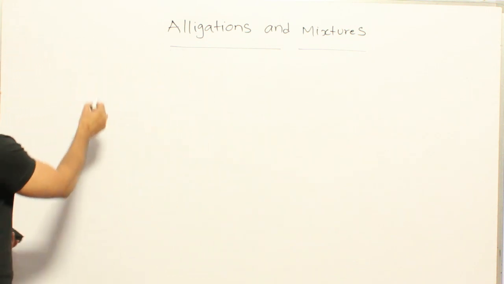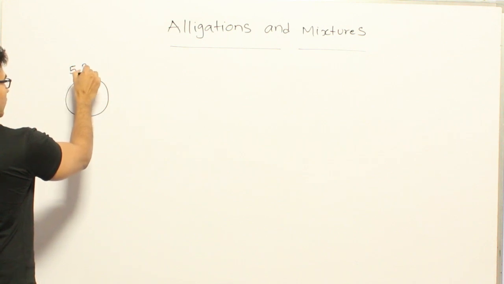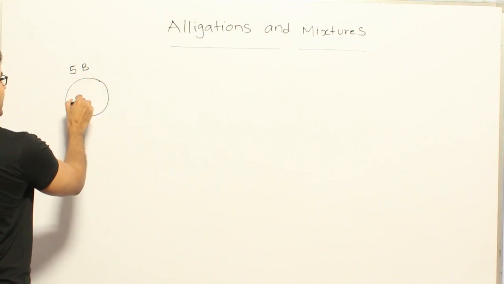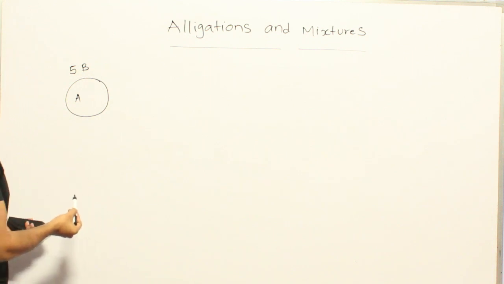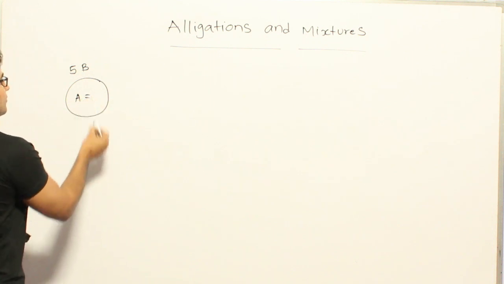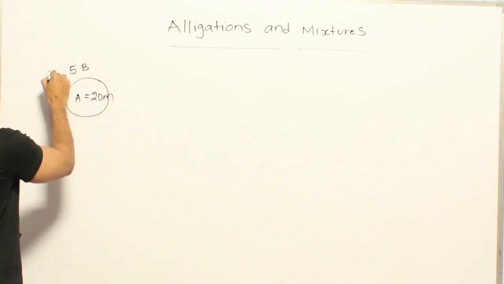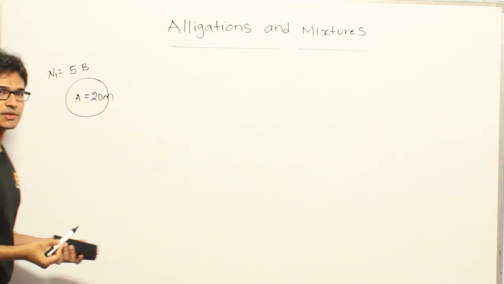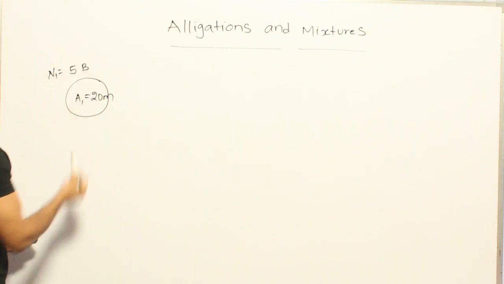Let us assume that there is a group of five boys, and say the average marks obtained by these five boys is, let's say, 20 marks. Assume that n1 is the number of students in this first group, and a1 is the average of this group.